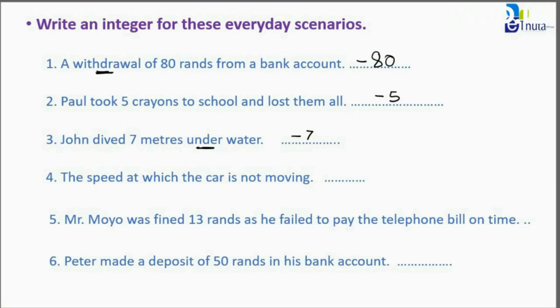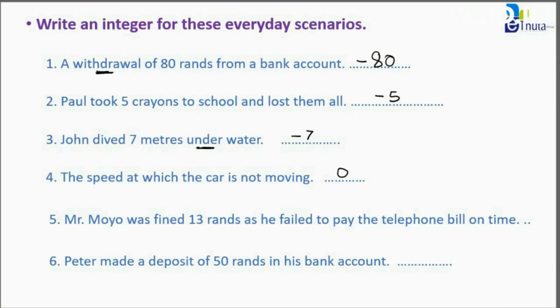The speed at which the car is not moving. Not moving. Is it positive? Is it negative? Among the integers, we have an integer or a digit which is neutral. So if the speed of the car is not moving, it means it is stationary. So that integer is 0.